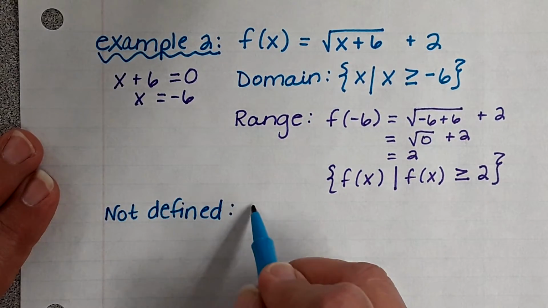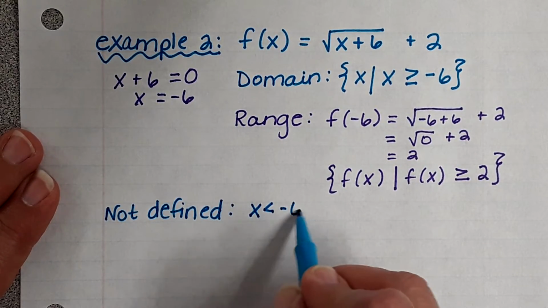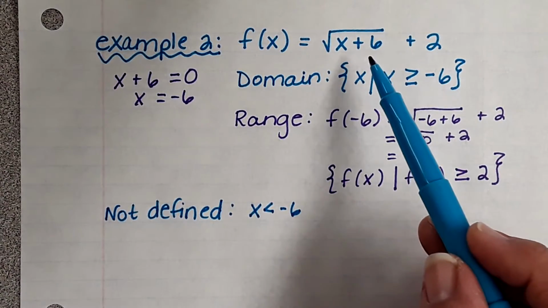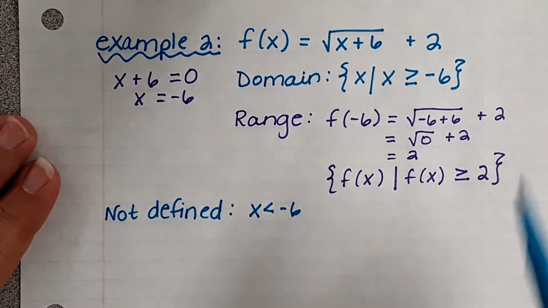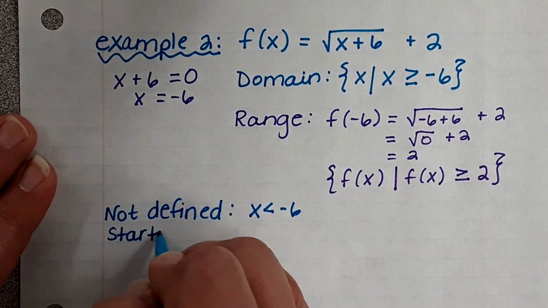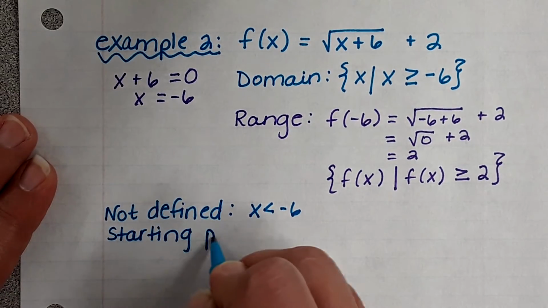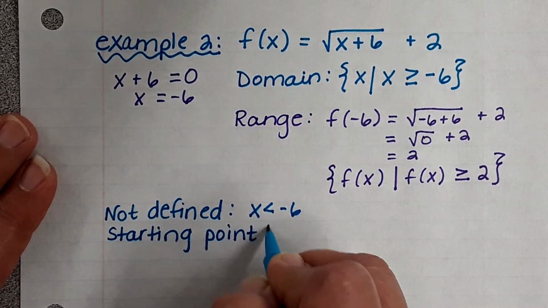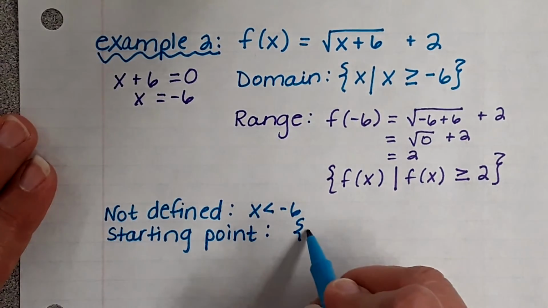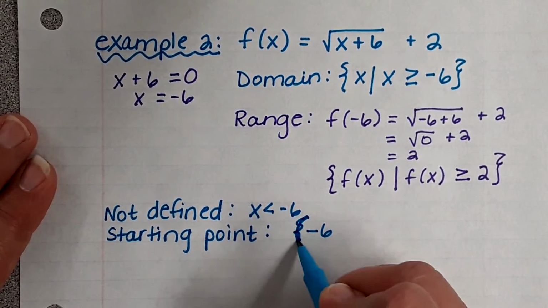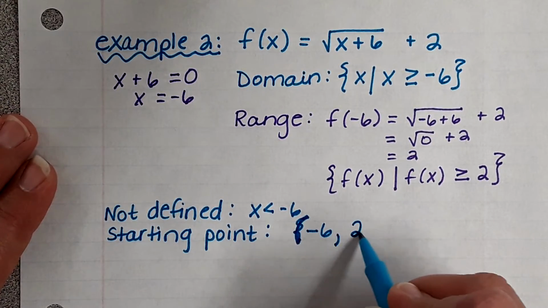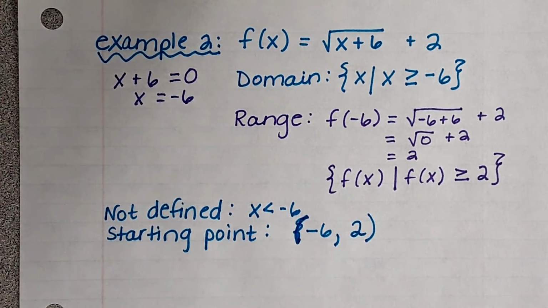Not defined when x is less than negative 6. So if I put in negative 7, I would get a negative number, so it's not defined there. And then my starting point is, what did I get from my range? Negative 6, and this should not be, it should be a parenthesis. I apologize, you guys. And then whatever I got for there, that's my starting point of my function.